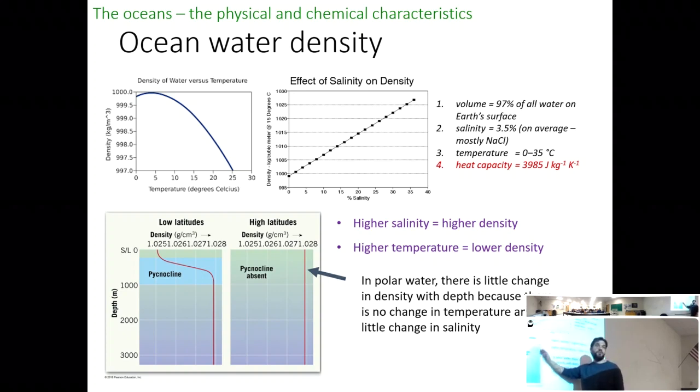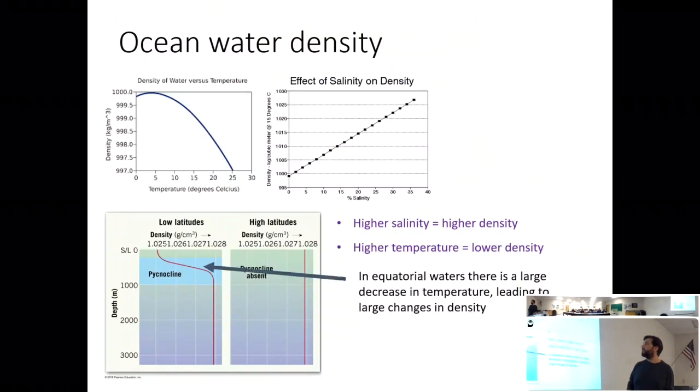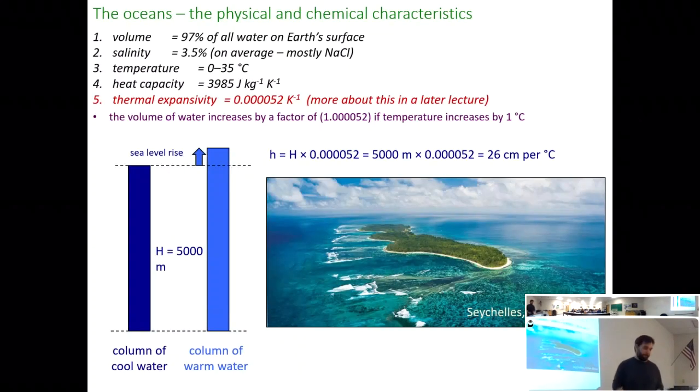High latitudes, there's no pycnocline because the water up here is cold, the water down here is cold, and that's it. So these are mostly controlled by the shape of these lines. It's mostly controlled by the temperature profile.